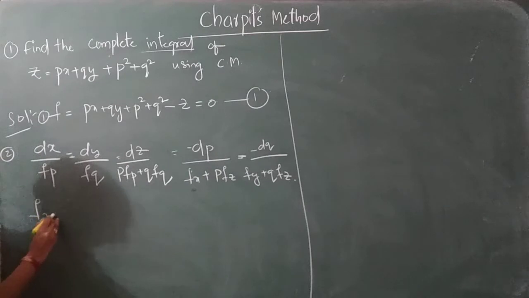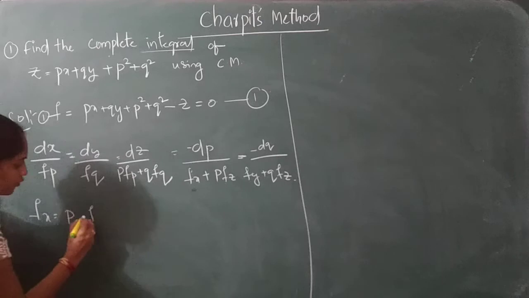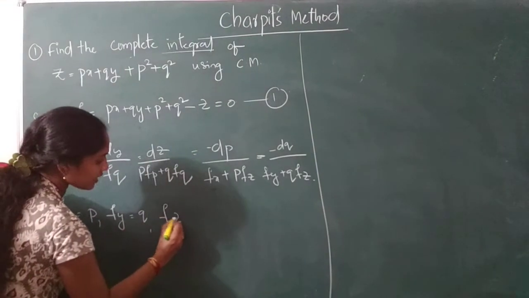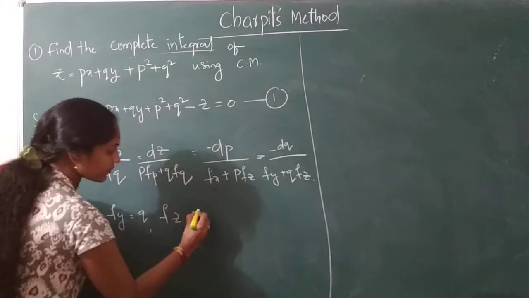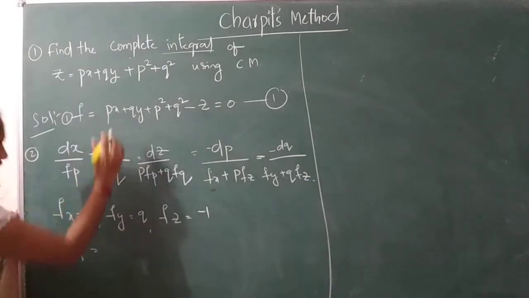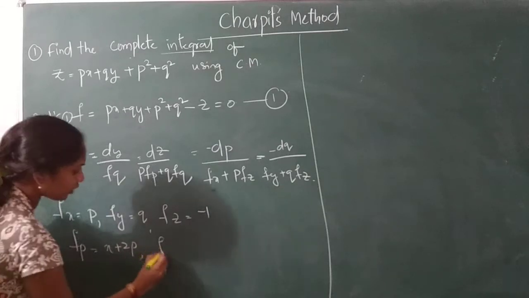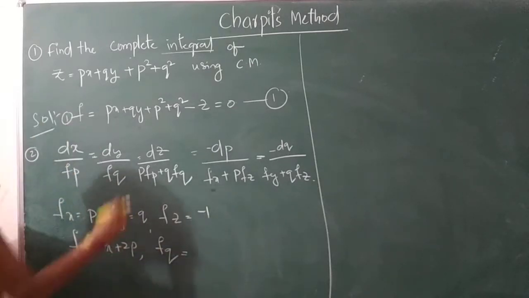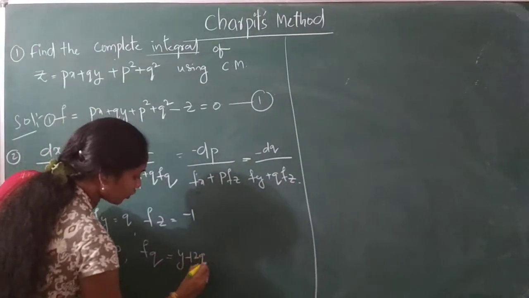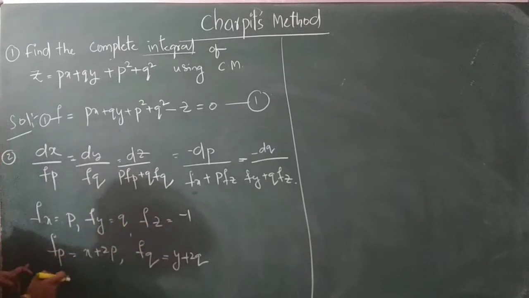What is fx here? Differentiate with respect to x, fx is p. And what is fy? Y is here, so you take q. What is fz? Z is the only term, so that is minus 1. Next, find fp. P is equal to x plus, another p, that is 2p. And next, find fq. What is fq here? Y plus 2q. So these are the terms: fx, fy, fz, fp and fq.